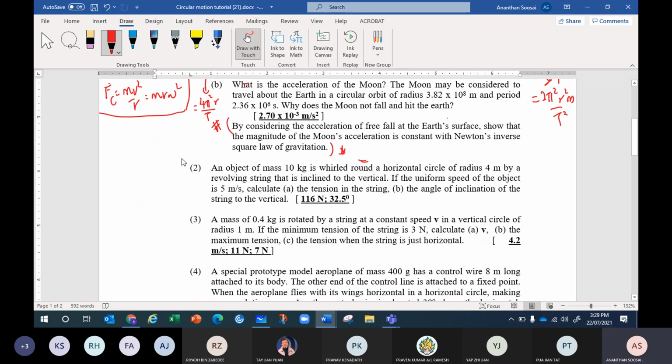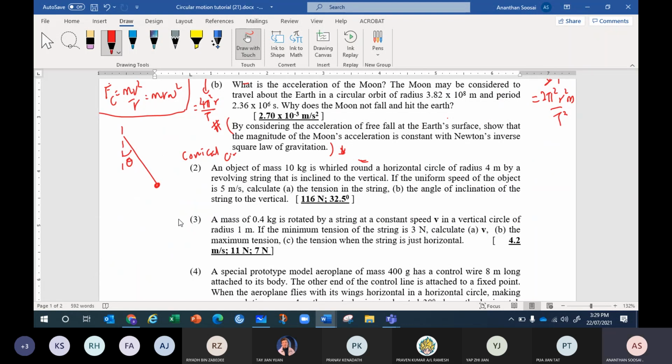Okay, if you remember, number 2 is actually a conical circular path. It's a conical circular path, like there is a string, a pendulum here. It has an angle from vertical, theta. They never mentioned theta, but they're asking the angle of inclination. The theta is the angle of inclination from vertical.